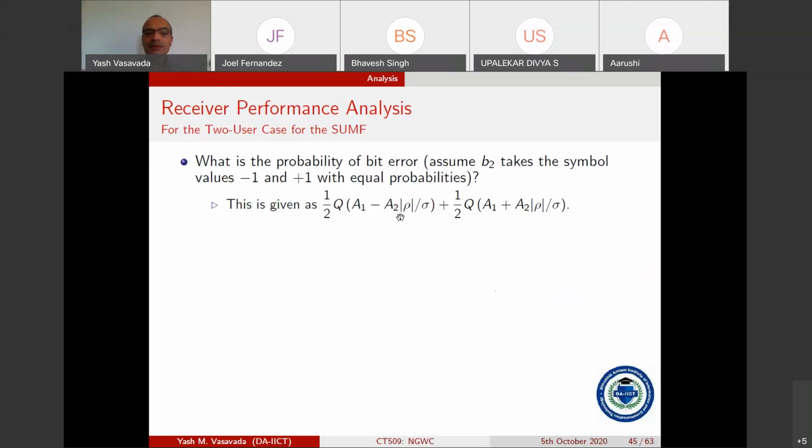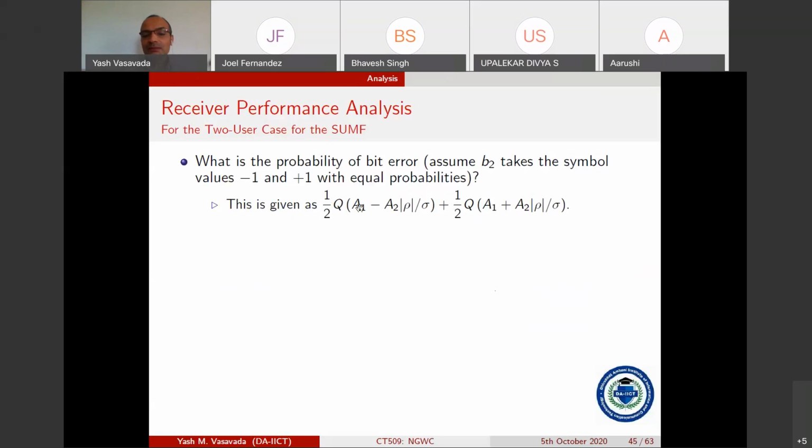Let us take some specific values. Let's say this Q function of A1 divided by sigma is, let us say, 1%. So if it was just one user, I get probability of error of 1%. This term here, let us say it became better and that 1% became 0.1%. And so now when I divide by 2, I get 0.05%. So this term is contributing 0.05% to the overall error probability.